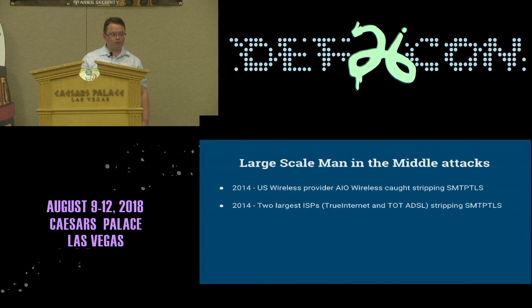This is a real world problem. It's not just theoretical. Going back to 2014, we saw a US wireless provider where every single TLS connection was having TLS stripped. Similarly, we saw two large ISPs in Thailand around the same time. It's believed that both ISPs were compromised and that someone was primarily using this to steal credentials. Because people were connecting to their home SMTP servers, they would send a doesn't support encryption and hope to get the person's password.